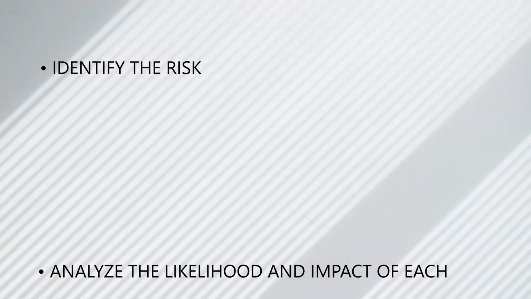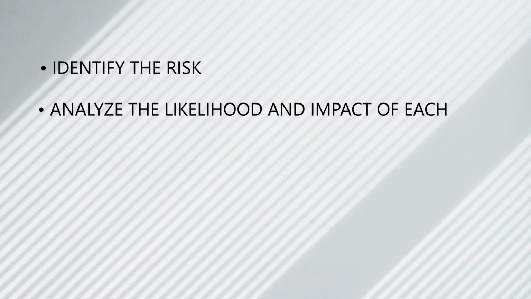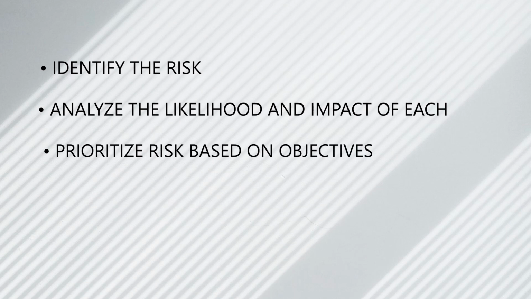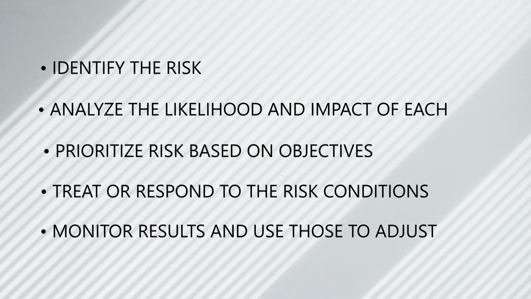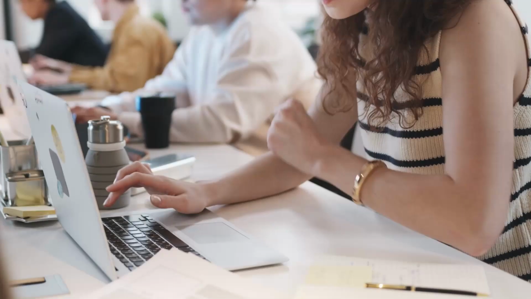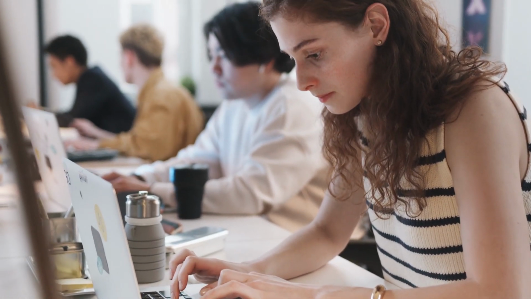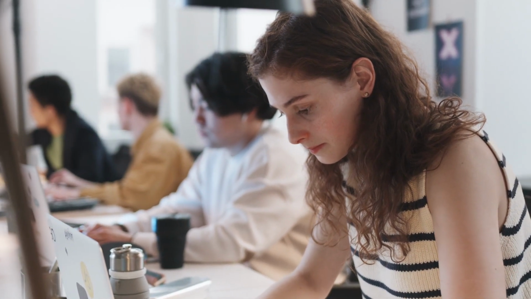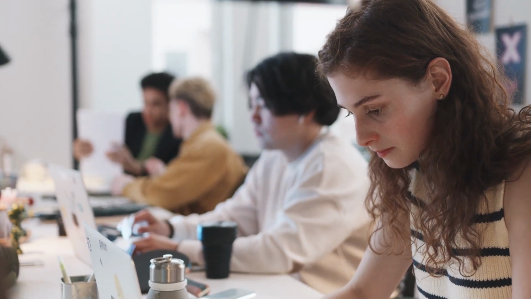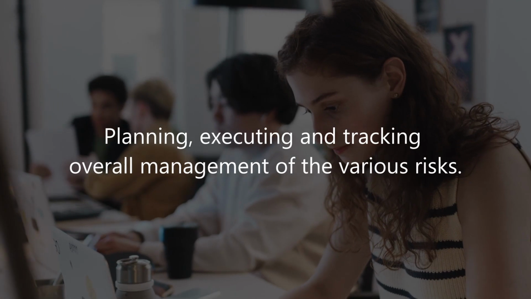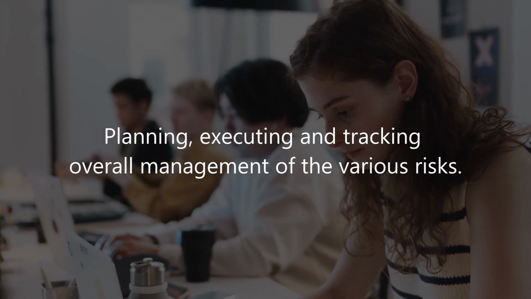Identify the risks, analyze the likelihood and impact of each, prioritize risk based on objectives, treat or respond to the risk conditions, monitor results and use those to adjust as necessary. While these steps are straightforward, everyone has unique factors that affect how it should manage and monitor risk. To determine and apply those factors, it is helpful to apply a risk management framework as a part of a comprehensive approach to planning, executing, and tracking overall management of the various risks.